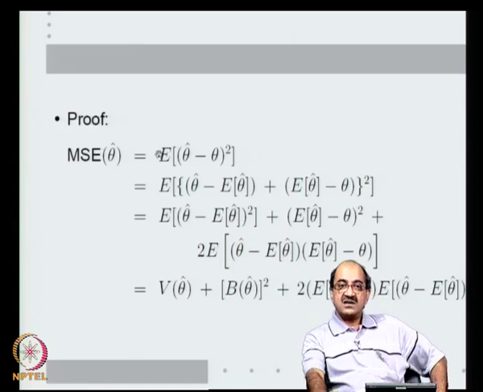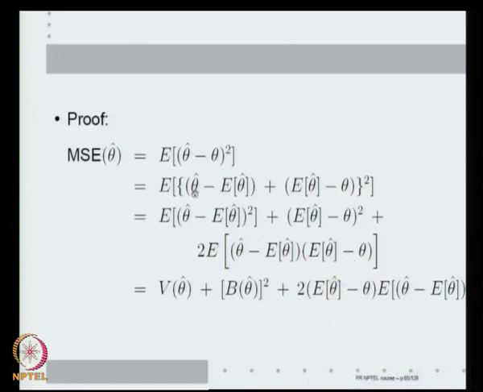That gives us the MSE is this term, the expectation of (theta hat minus expectation of theta hat) whole square, that we already defined as the variance of theta hat. The second term by definition is the bias square of theta hat. This is the third term where I pulled the constant out of the expectation. Now, this is 0, giving us the mean square error of theta hat is the variance of theta hat plus the bias of theta hat square. Okay.